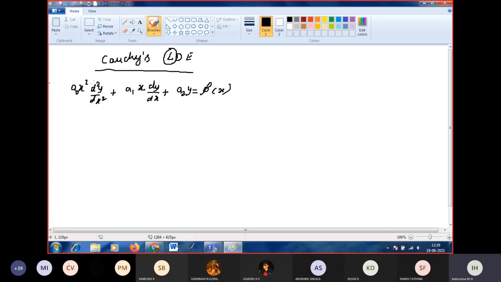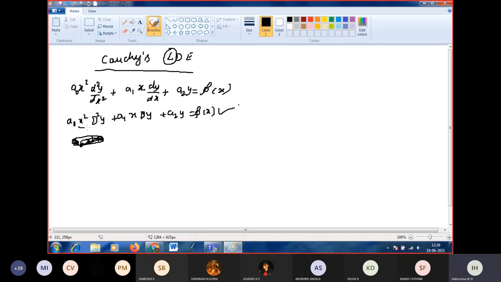So next what I will do. I will explain the procedure. a naught x square d square y plus a1 x dy plus a2 y is equal to phi of x. All of you, can you hear me? Yes, ma'am. Okay. Now take y common, a naught x square into d square. So next, a very important step.